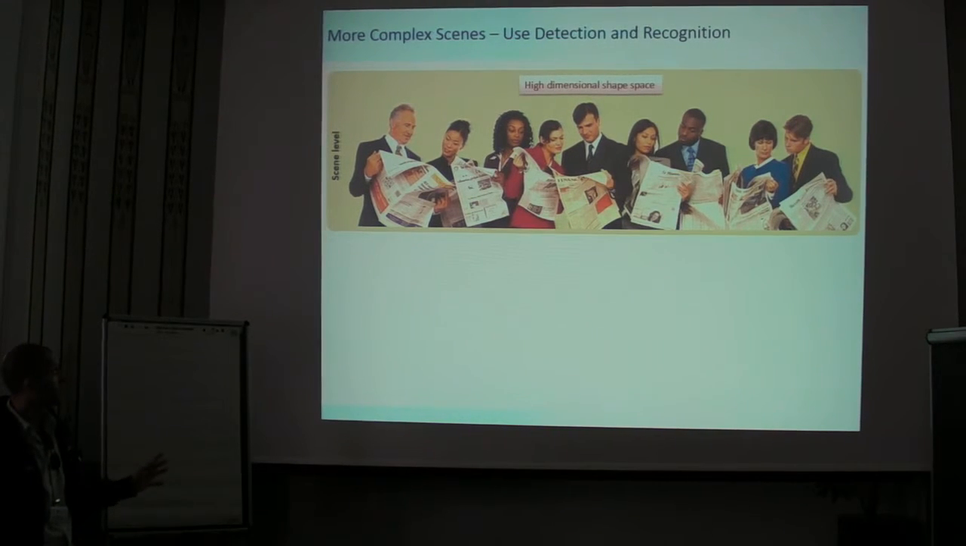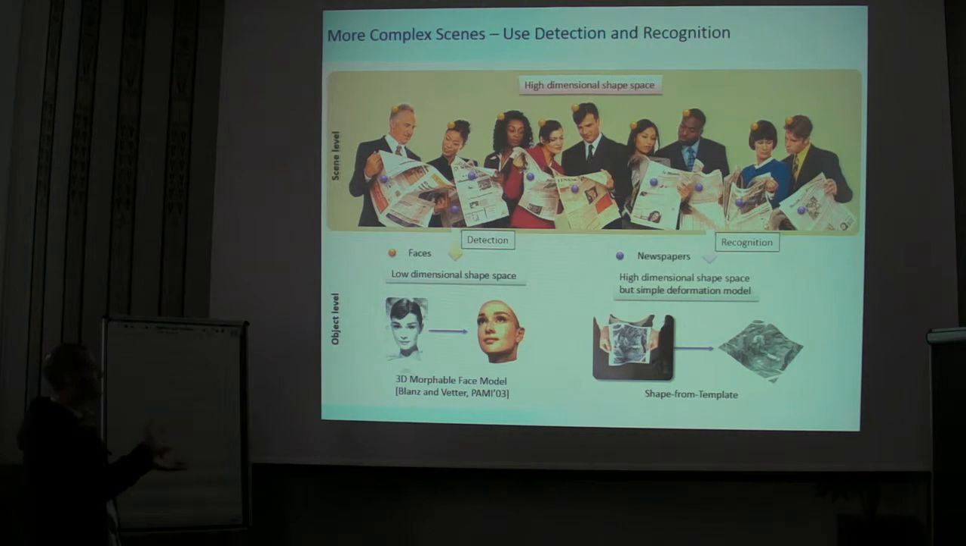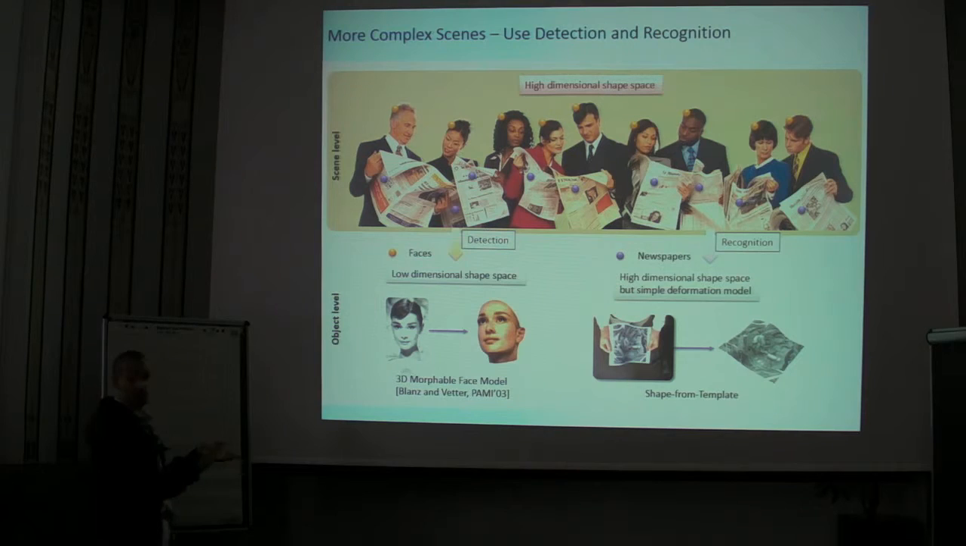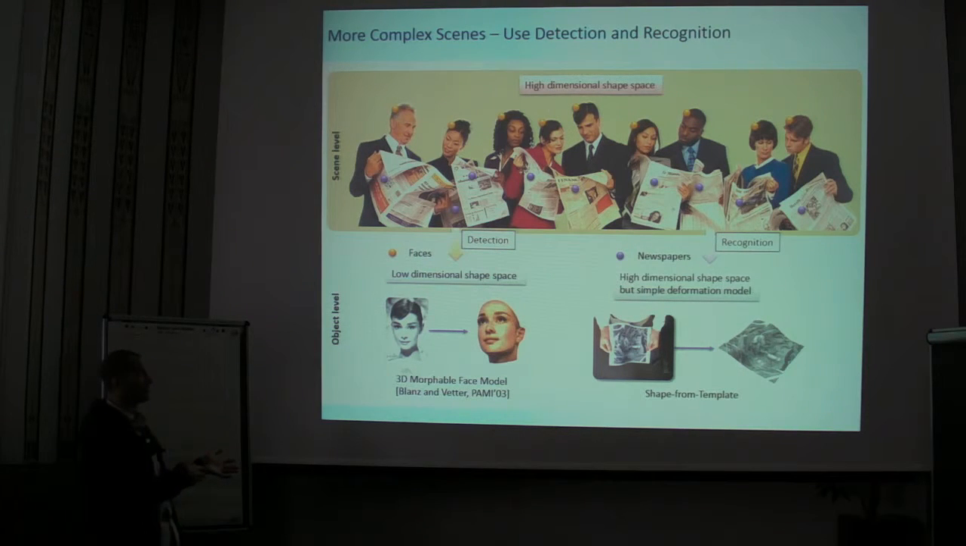And one thing I'm particularly interested in is to combine detection and recognition for this kind of more complex scene, where here the shape space of a general image is very high, but if you split the scene with detection and recognition, for instance, here there would be faces and newspapers, you have specific constraints. We know how to reconstruct faces to some extent, because if you know you have a face, the shape space is small for faces, so you can use a face model, fit, and find a 3D shape. And it's been known for a long time.